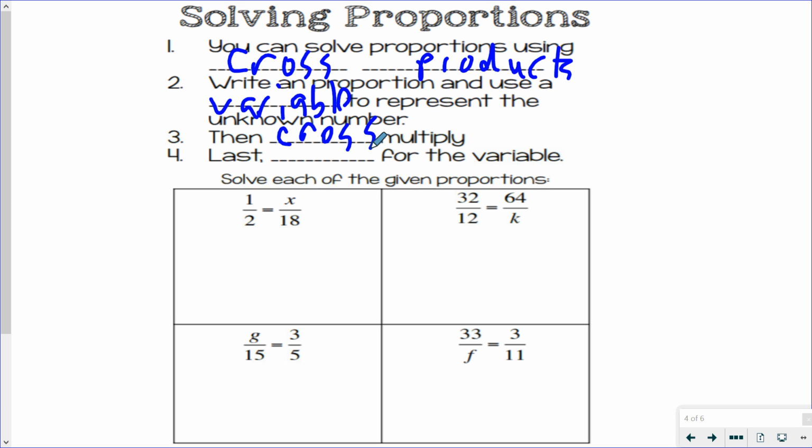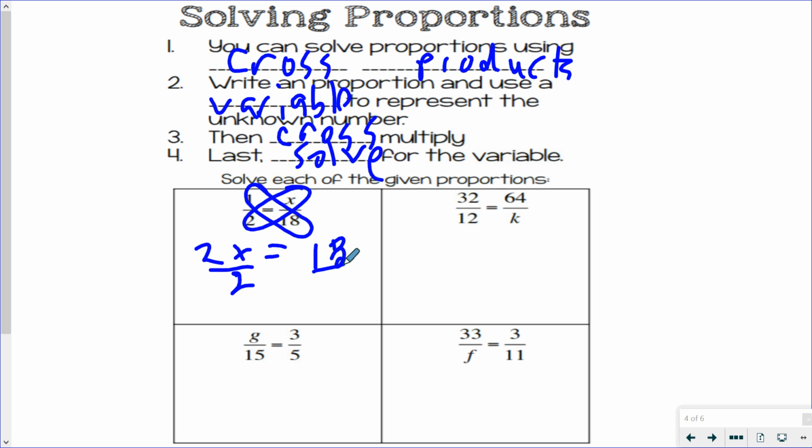And number four, last, you want to solve for the variable. So let's take those 4 steps and do the 4 problems in the box. So in the first one, you want to multiply 2 times x, which is 2x, and set it equal to 1 times 18, which is 18. We want to undo multiplying by 2, which is to divide by 2 on both sides.